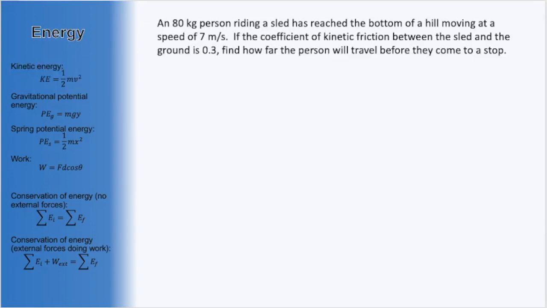It is worth mentioning here that this problem could be done with a combination of net force equations and kinematics. But let's see what the energy approach looks like here. In this case, for our initial diagram, we know this person on a sled is moving across the ground, initially with a speed, v initial, equal to 7 meters per second.